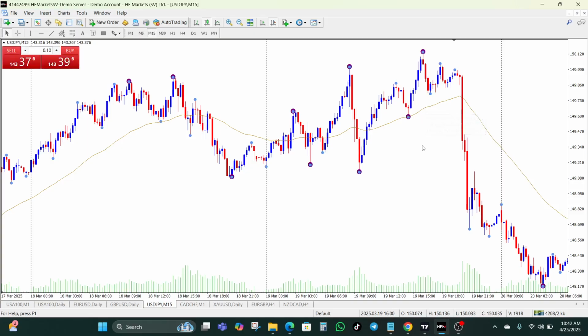So let's say price has been making higher highs and higher lows, like what we can see happening here. Then a major swing high appears, followed by a new swing low.